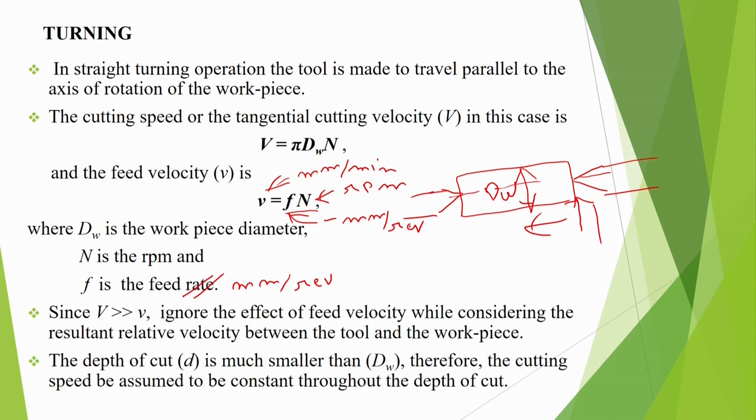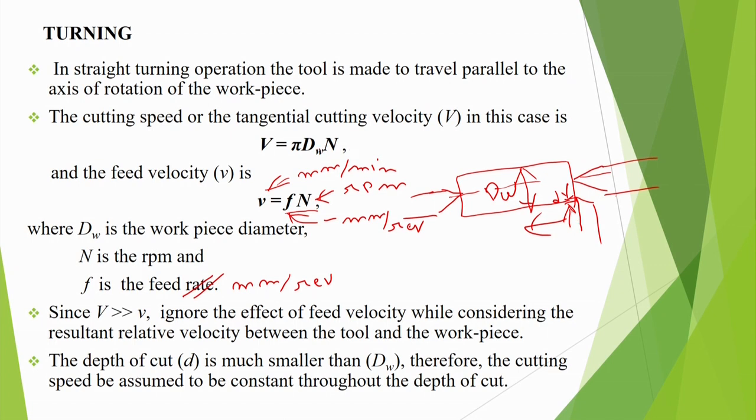Depth of cut is there, but suppose this depth of cut is much smaller compared to this thing, a small depth of cut we give. So, we can assume that the cutting speed is constant throughout the depth of cut. That means cutting speed we are telling is pi dW into n.